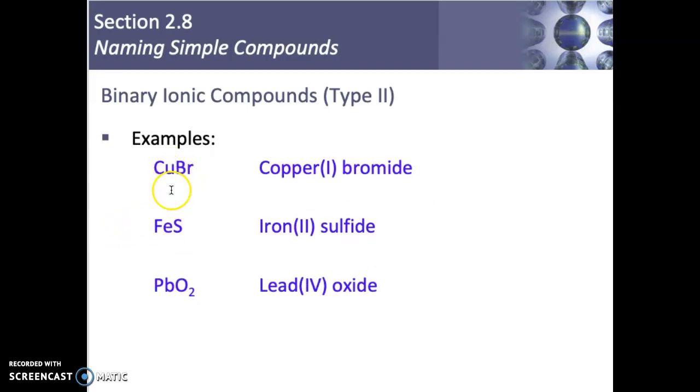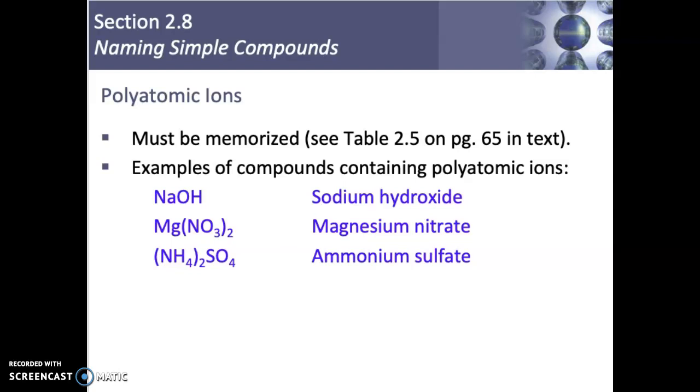Copper bromide. Well, copper can be several different types of cation. So in this case, copper is giving up 1 electron to bromine to make copper 1 bromide. In this case, iron's giving up 2 electrons, so we call that iron 2 sulfide. Lead 4 oxide. Again, we're not naming that 2. We have to know that lead's giving up 4. Oxide needs 2 each to be complete, to be neutral. Then we're going to need 2 oxygens to cancel out the 4 donated by the lead.